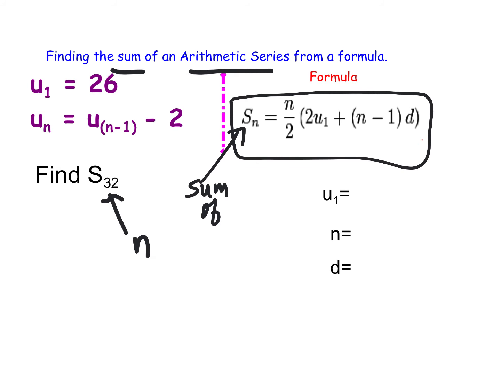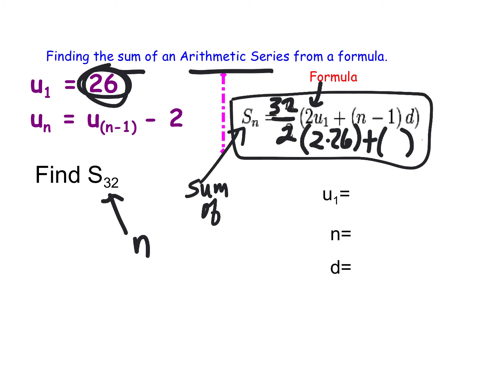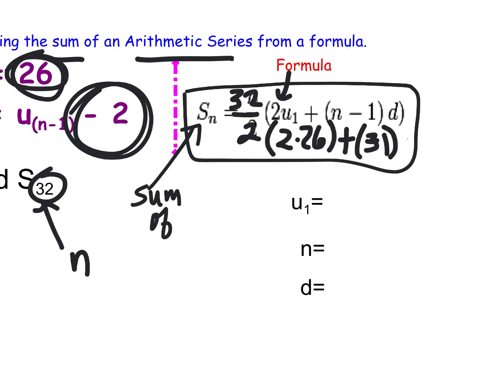So this is n. N is 32, so we put a 32 here. Divided by 2. Times 2 times the u sub 1. Well, the u sub 1 was 26. So I'm going to go parentheses 2 times 26 plus n minus 1. N is 32 again. 32 minus 1 is just 31. I hope you can allow me to do that in my head. It was n was 32. I took away 1. I got 31. And the last is d. There it is, the common difference, which is minus 2.